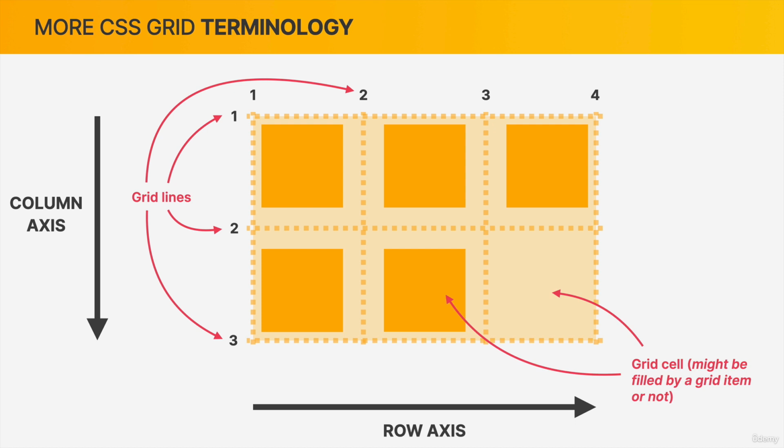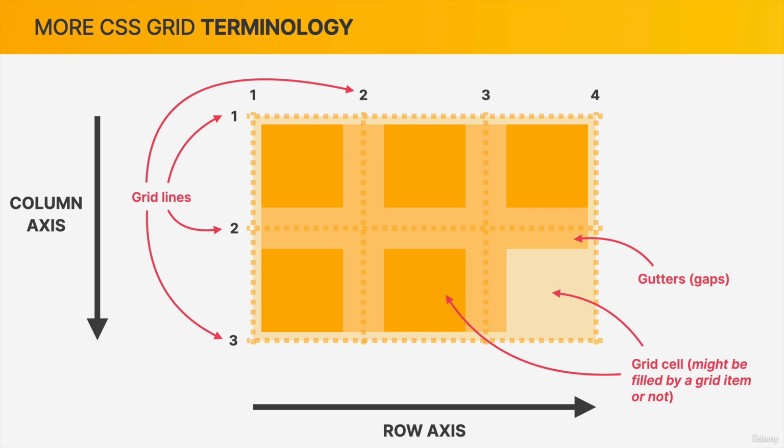So again, each of these spaces is called a grid cell, but they don't always need to be filled by a grid item, and also they don't need to be filled entirely. Next up, as we saw in the last lecture, we can create spaces between the grid items, and these are then called gutters or gaps. So remember, for that we use the gap property or also the row-gap and column-gap property. So technically, these are actually called gutters.